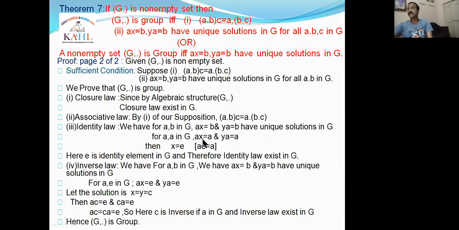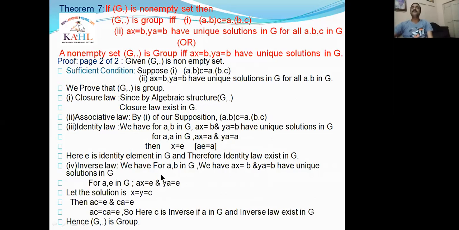But if we observe, ax is equal to a means x replaces e. Is it right? ae is equal to a. That means x acts as identity. That is, x is called identity. Therefore, x is equal to e. That means e is the identity element in G. Therefore, identity law exists in G.